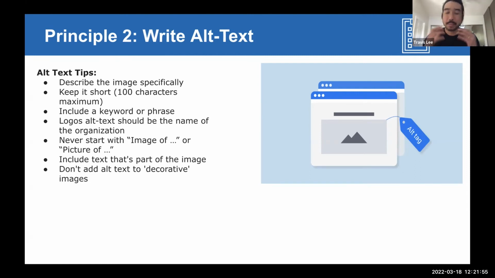Logos: the alt text should be the name of the organization. You don't need to say logo of it. You can just say the name of the organization. You don't need to start with image of or picture of. This is only for people who have vision disabilities anyway, so they're going to know.